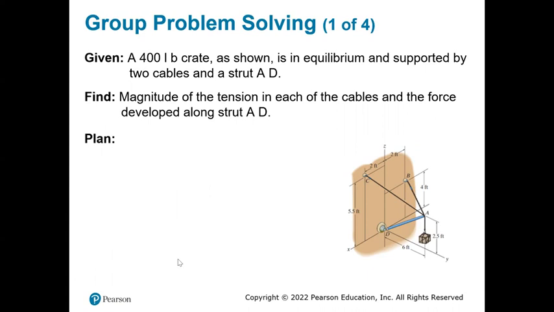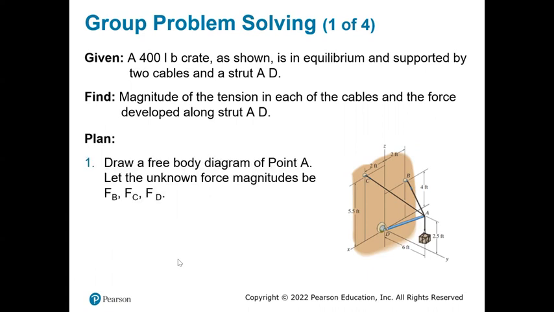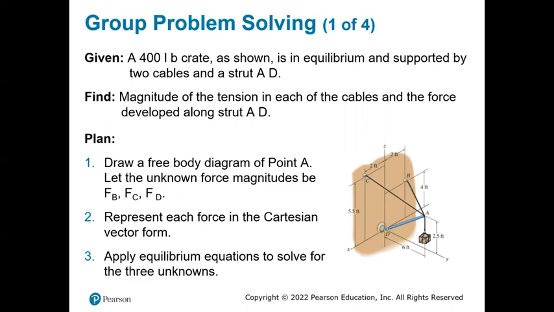What's our plan? Simple. Just draw the free body diagram at A. Then we are going to represent all the forces in Cartesian vector form, and then we are going to set the sum equal to 0. As I mentioned before, pause the video, do it on your own, and then you can come back and check the answers. This type of problem is already in chapter 2, so you should be able to do it fast.